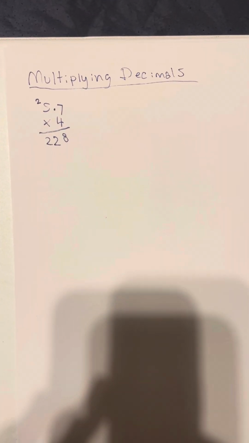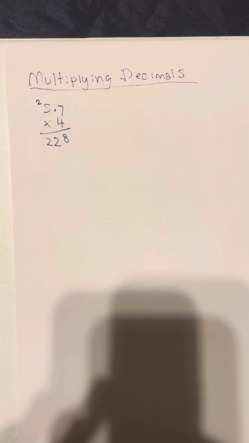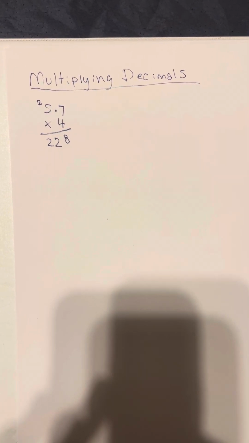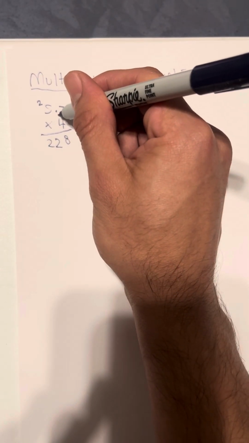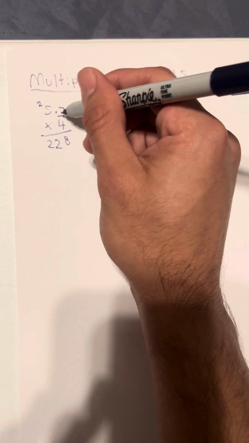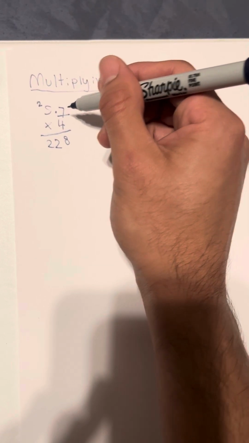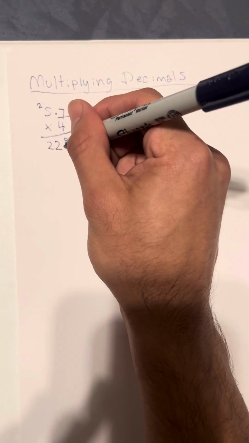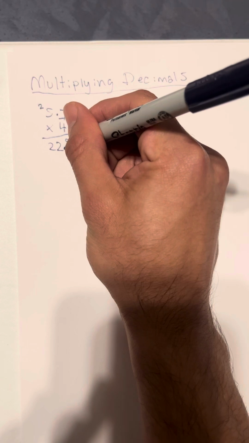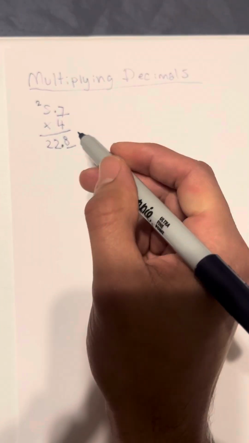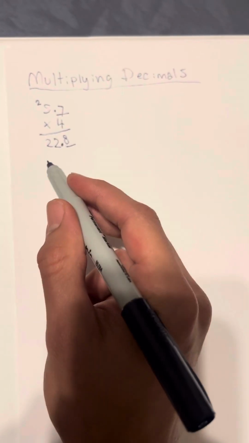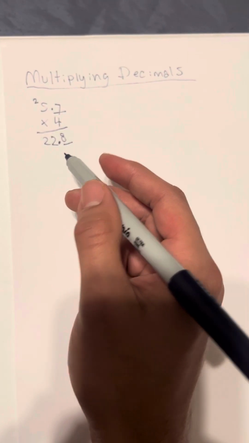And now the rule with multiplying decimals that I know is you look to the right of the decimal and see how many numbers there are. And we see 1. So we're going to put the decimal place right here with 1 number to the right. So 4 times 5.7 would be 22.8.